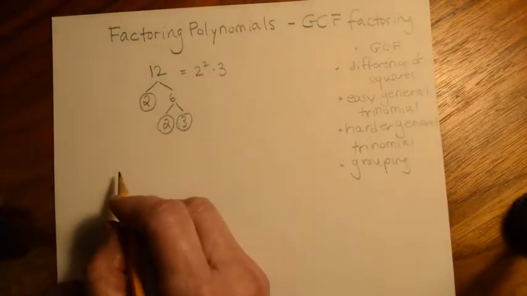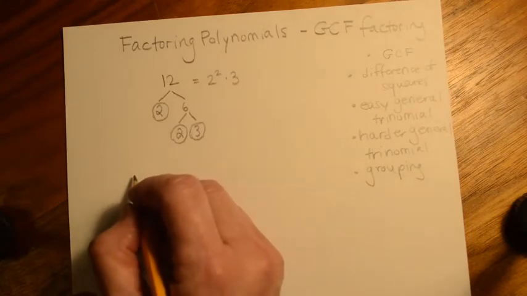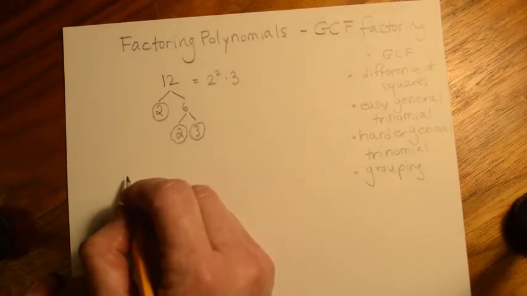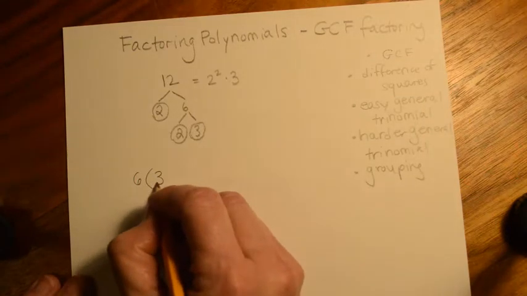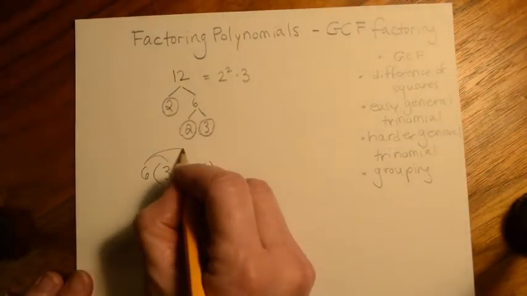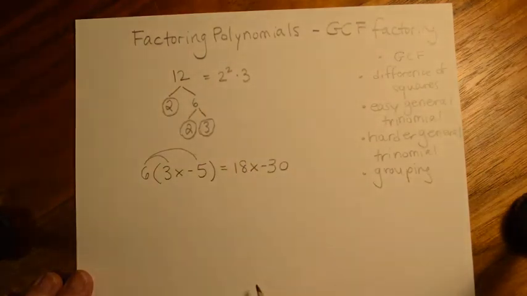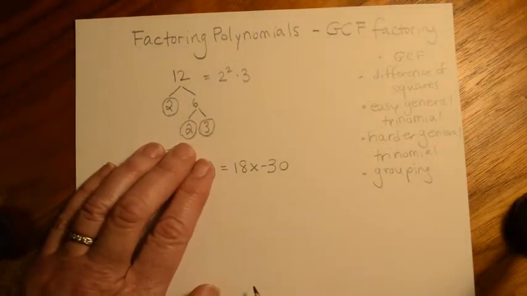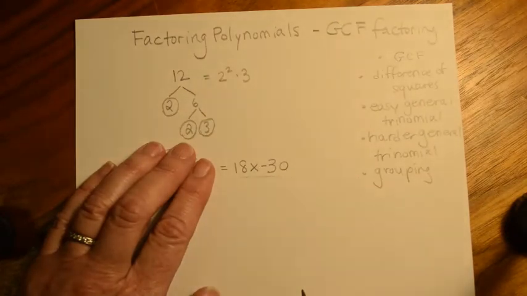So let's go back to what we just did with multiplying polynomials. I just want to look at an easy one. Let's say we had 6 times 3x minus 5. We multiply that out, and we would get 18x minus 30. But suppose somebody came along and wiped that out, so all that was left was this. And we said, what did we have before we multiplied through?